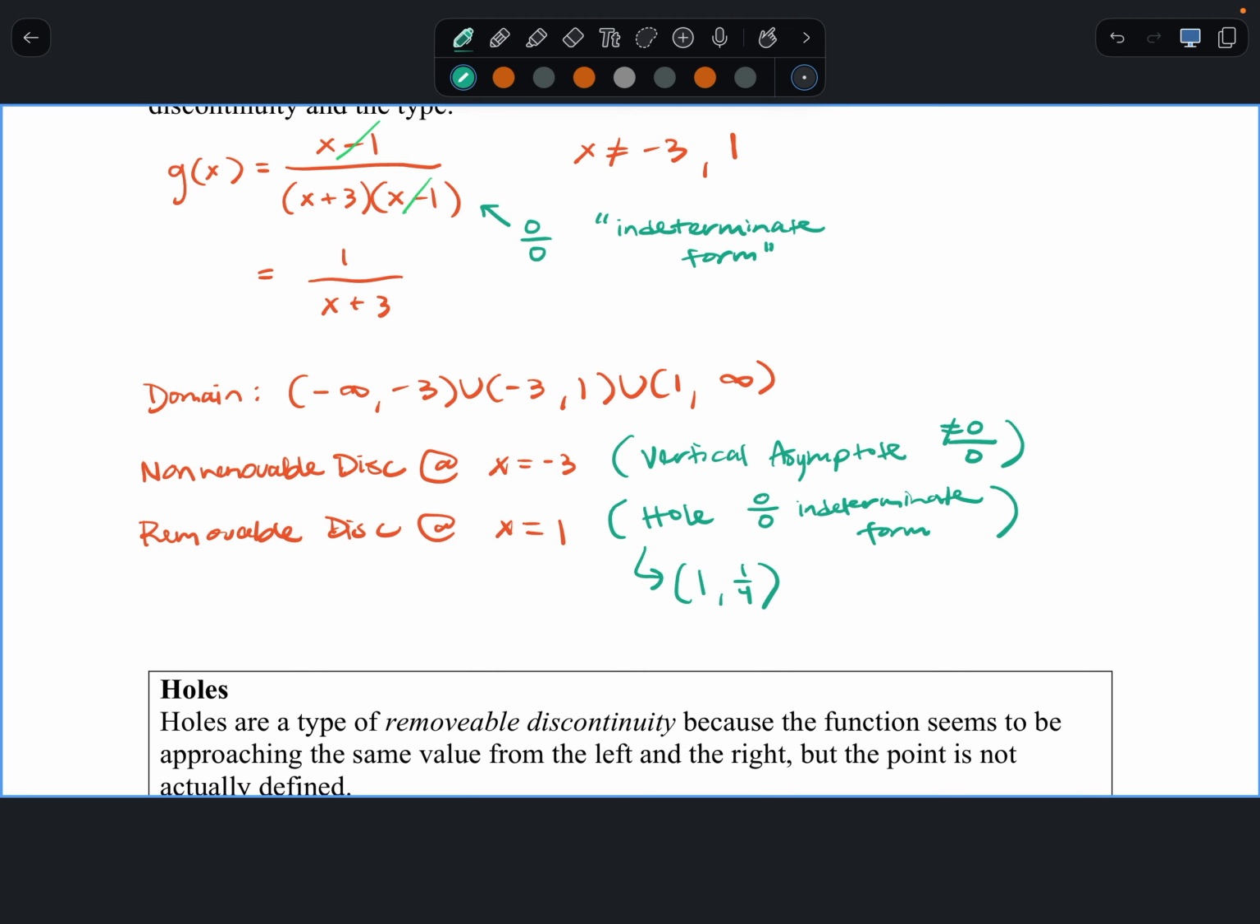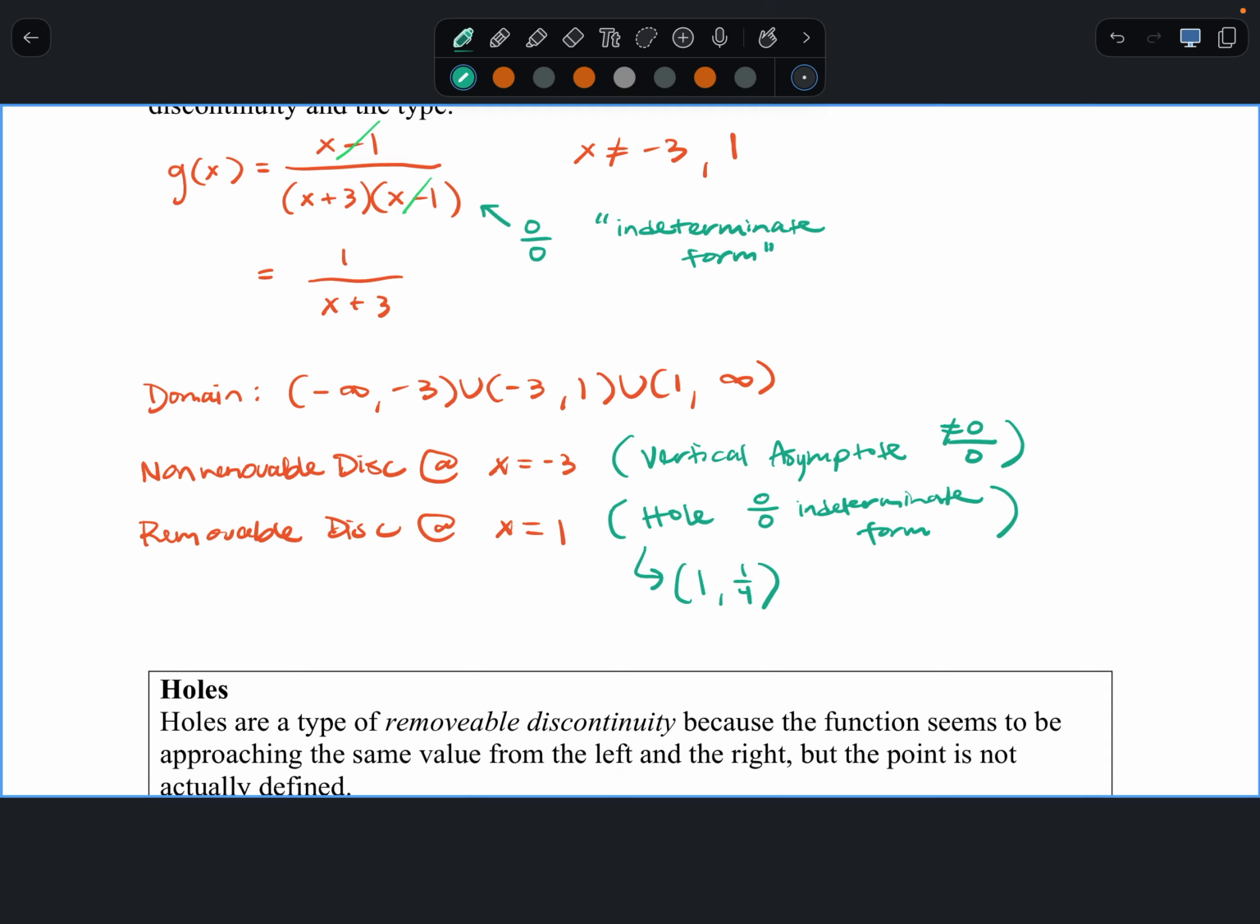Remember, a removable discontinuity is when the function seems like it's approaching a number from the left and the right as x is approaching that value where the discontinuity is. You would want to be able to fill in a hole by filling in that single point. So we're saying that the point we would want to replace the hole with is 1 comma 1/4.